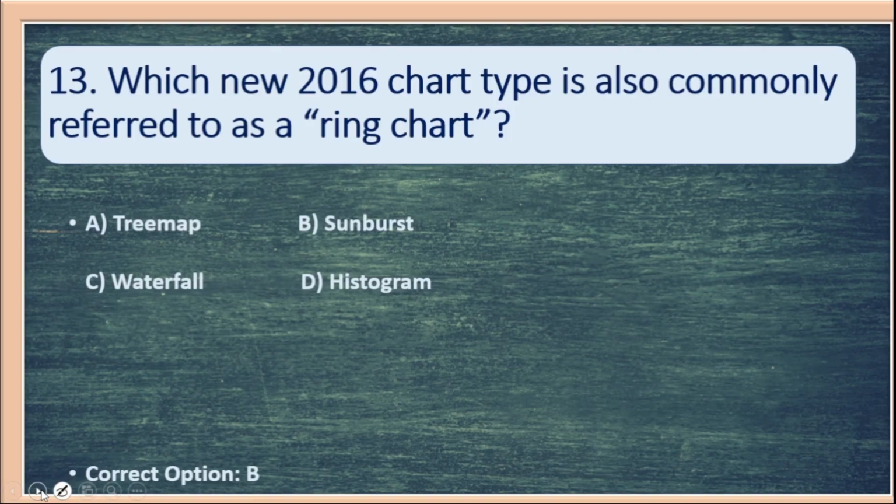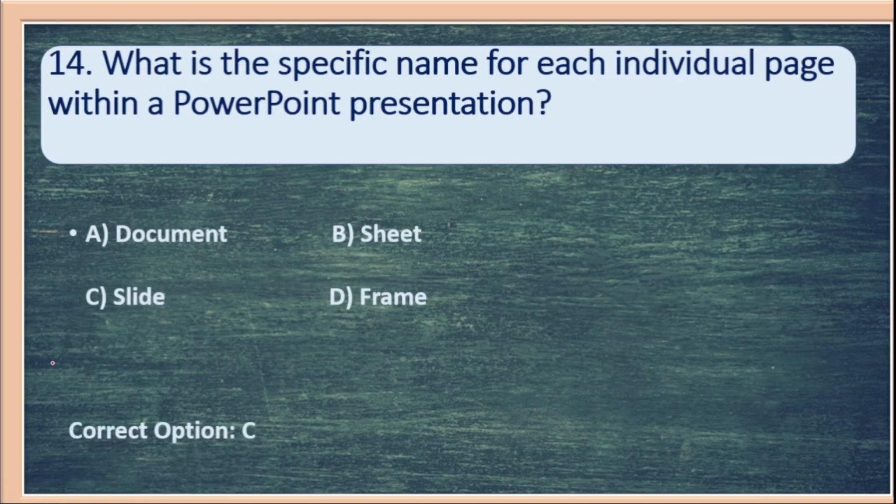Which new 2016 chart type is also commonly referred to as a ring chart? Tree map, sunburst, waterfall, histogram. Answer is B, sunburst. What is the specific name for each individual page within a PowerPoint presentation? Document, sheet, slide, frame. Answer is C, slide.